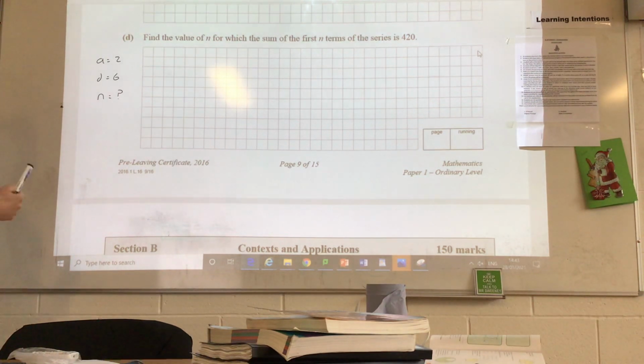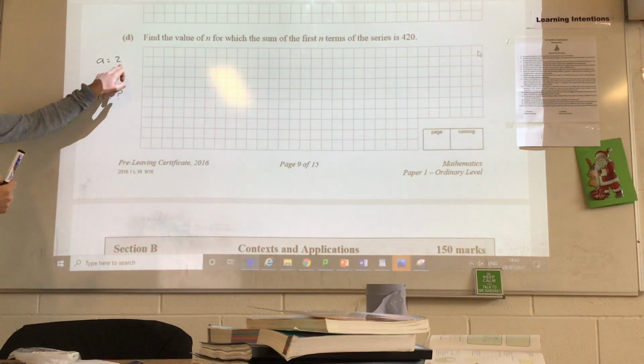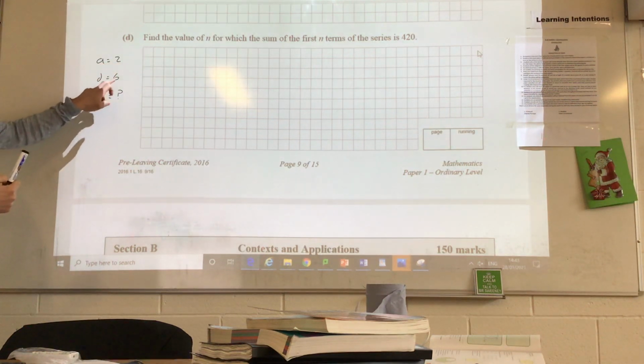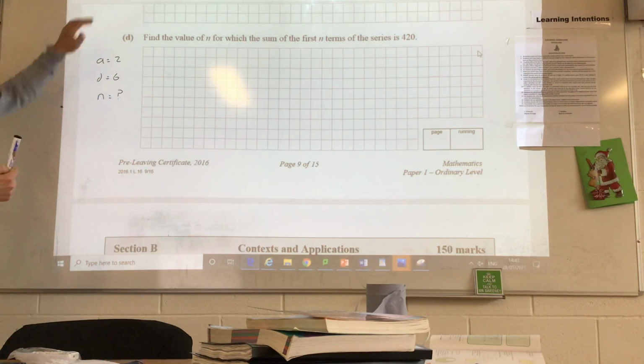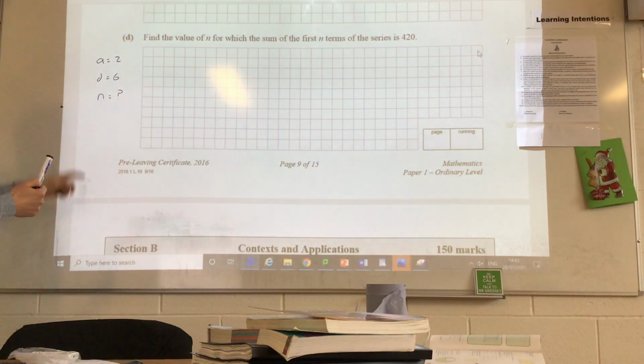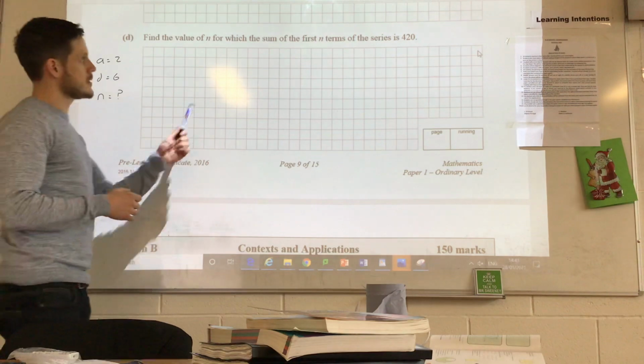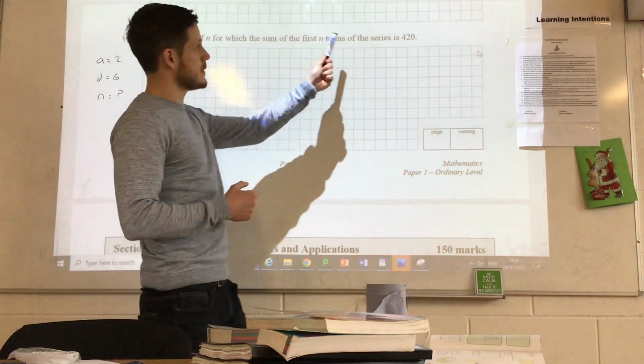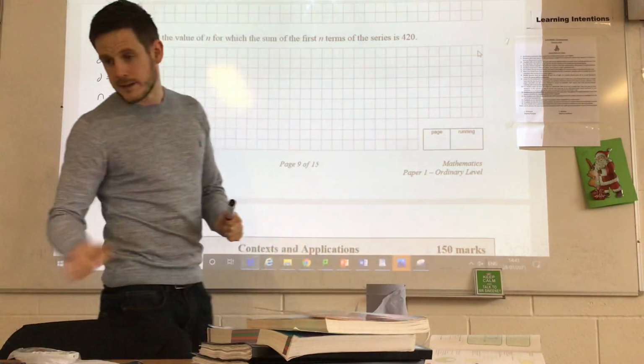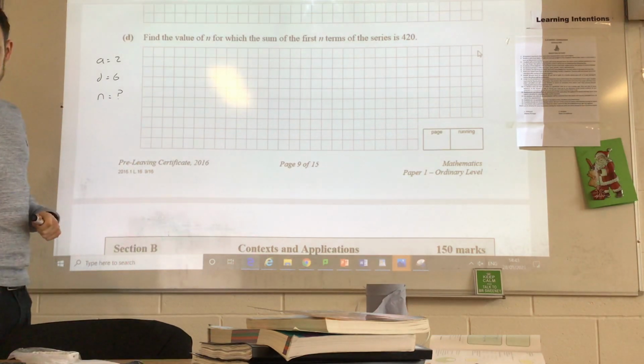So, to begin with, from the previous parts, we know that a is the first term of the sequence, which is 2. We know that d is the difference, so that's 6, that was got from the previous parts. And we're not sure what n is, we have to figure that out. We know we're using the sum rule, and we know it all equals 420. So what we're going to do is fill in all the information we know.